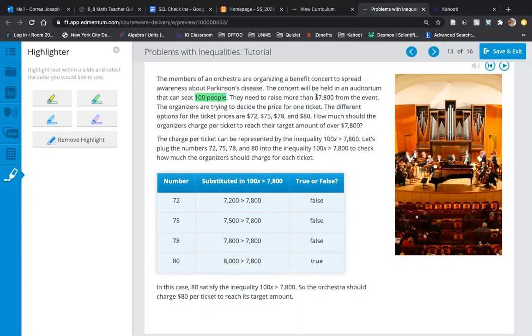They need to try to raise this much money. Again, something else is important. Actually, what it says here is important: it says they need to raise more than $7,800. So actually, let's highlight all of that, not just the number. That tells us that we're dealing with an inequality.